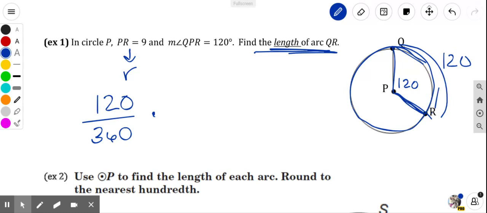Okay, so if PR is 9, that's the radius. So you would do 2 times pi times 9. When I do it, I typically would just put 18 pi. I just double the radius, but you'll get the same thing.